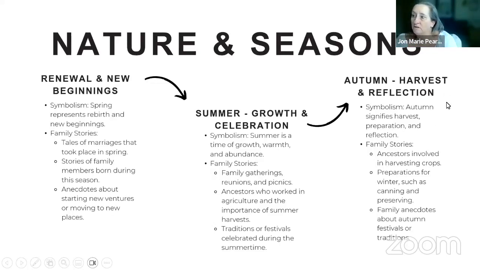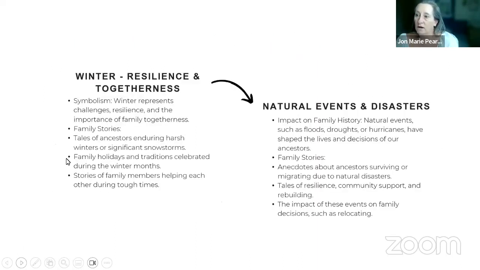Autumn is harvest and reflection. So what did your ancestor do to prepare for winter? Because that's what autumn was normally done. They had to do things that we didn't have to do. Harvesting the crops, preparing for winter, such as canning and preserves, were your ancestors in the kitchen? And then also there were other festivals and traditions that would happen in the fall. And like I said, you can look in the newspaper to find these things and then contribute to their story and write it out.